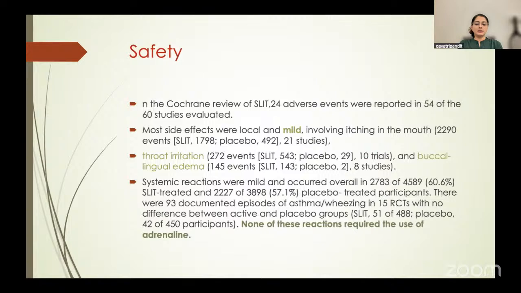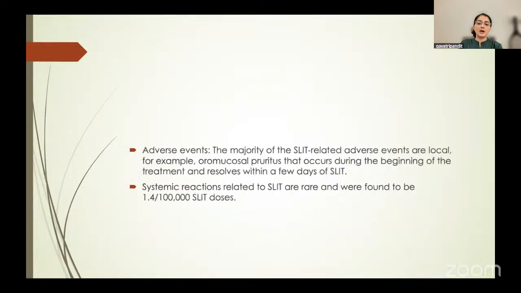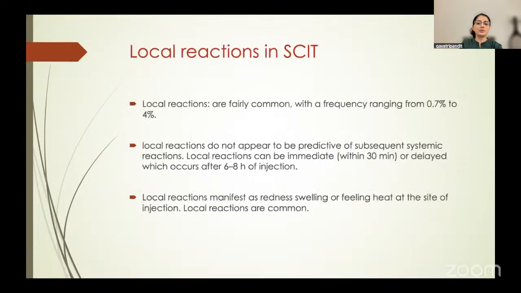This is an important part now. For sublingual immunotherapy, there were no serious adverse events noted, and most of the adverse events were only local, pertaining to throat irritation, a little bit of lingual edema or buccal mucosal edema, and feeling itchy near the ear. All these were noted in most of the patients during the first few doses. Though systemic adverse events have been reported too, they are very, very rare, found to be 1.4 in 100,000 SLIT doses. And none of these required adrenaline in the studies which I have mentioned previously.